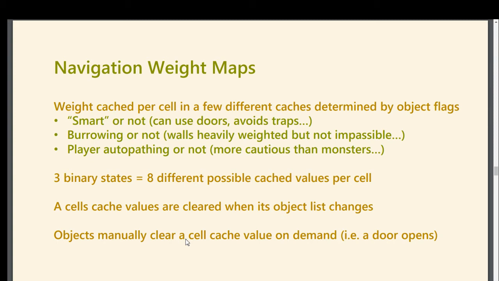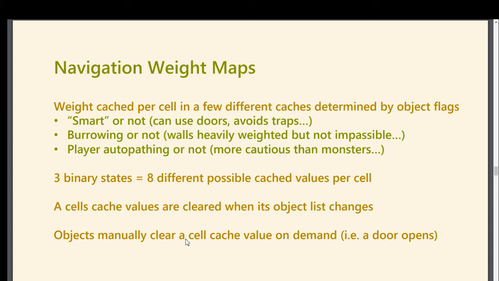And so each cell has a few weights. In this case, you've got 3 states, so you have 8 possible cell caches, and you can do more than that. It's a byte each, and so it's very memory efficient. The cell values are cleared when the object list changes, so when something enters the cell or leaves the cell, I automatically invalidate the caches. But this means in most frames, I'm only recalculating 6 of the cells or something, because very few contents change.